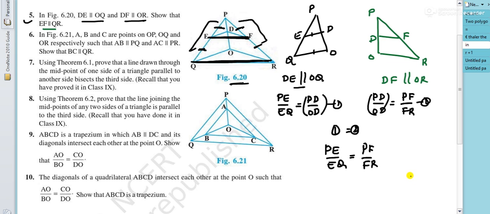Therefore, as per converse of BPT, we can say since the other two sides are proportional, the third side will be parallel to the intersecting line. Therefore, EF is parallel to QR. That's all. It's very simple, isn't it? Yeah. Moving to the next question now.